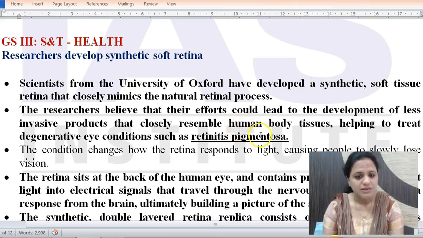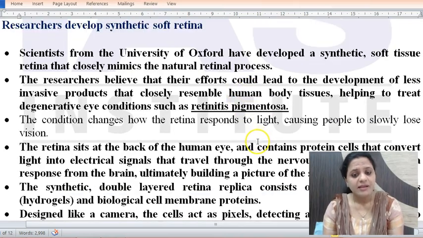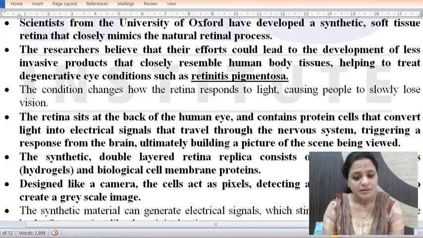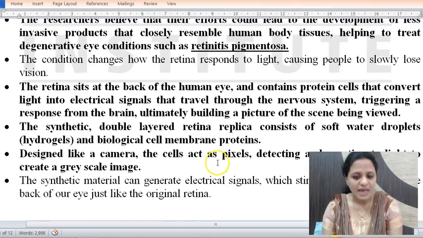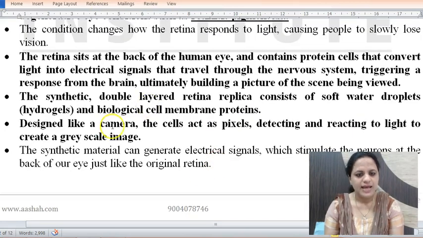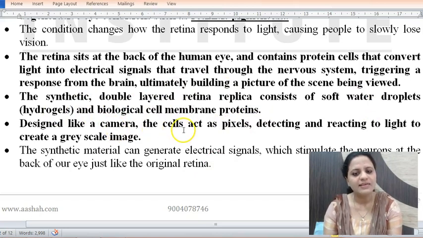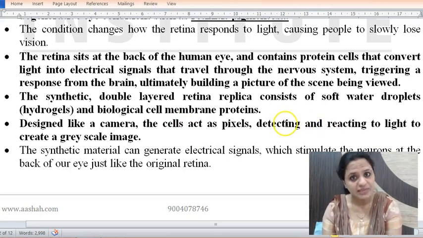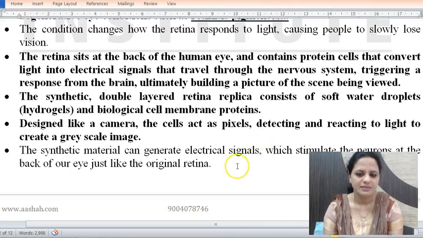Here it is very important that when it concerns the eye, something hard cannot be used. So this synthetic soft tissue has been developed, and it is designed like a camera. It has biological cell membrane proteins on soft water droplets, synthetic hydrogels. These cell membranes act as pixels, the way a camera functions. They detect and react to light and create a grayscale image, and they generate electric signals which stimulate the neurons at the back of the eye like an original retina. This is the development done by the researchers here.